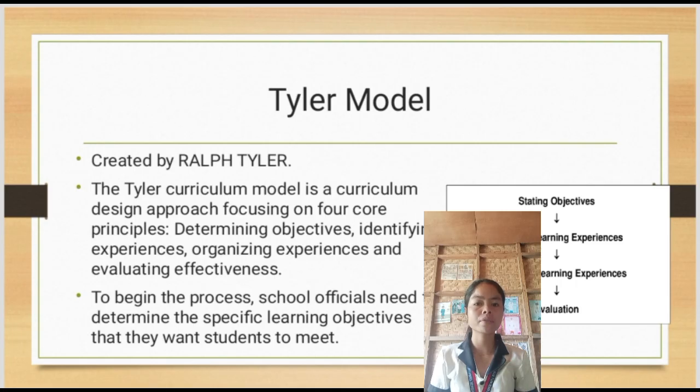Once the objectives are clear, the next step is to figure out what learning activities or experiences will help students achieve these goals. This could include lessons, projects, discussions, and many more. Third is organizing experiences. After identifying the necessary learning experiences, you need to arrange them in a way that makes sense. This might mean ordering them from simple to complex or grouping them by themes.